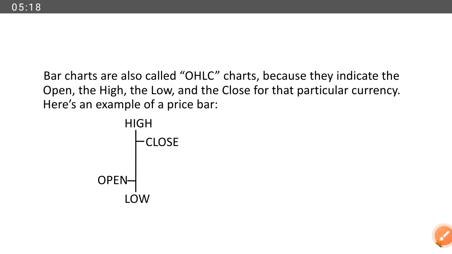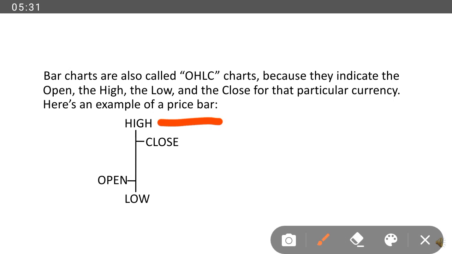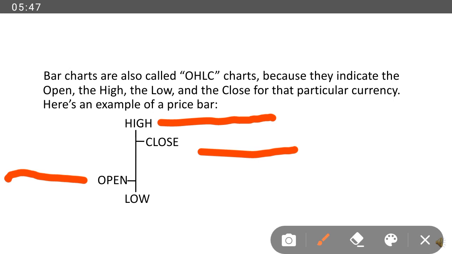Here it is. Look at this, this is the bar. You can see, this is the high. This is the close. This small horizontal line here is the close. Then here is the open. What do we mean by open? Where price started. That's the open.